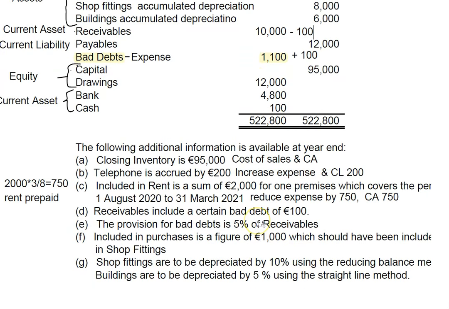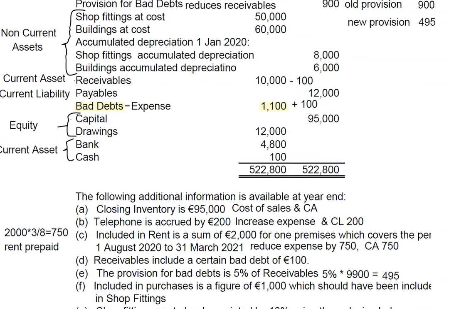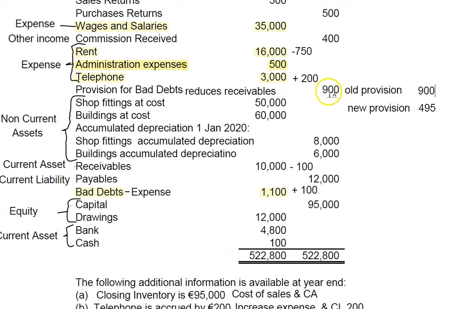So provision for bad debts is 5% of receivables. So we come up to where we find our receivables are 9,900. So our new provision is 5% by 9,900. So 495 is the new provision based on receivables of 9,900. So the 10,000 is reduced by the 100. So 9,900 by 5% is 495. And if we come up here, the old provision was 900. That's gone now. And the new provision is 495.